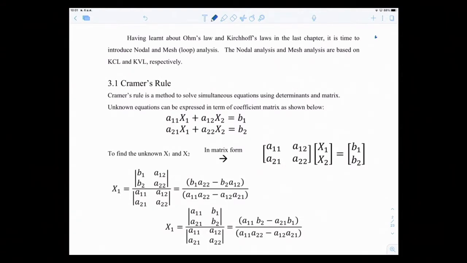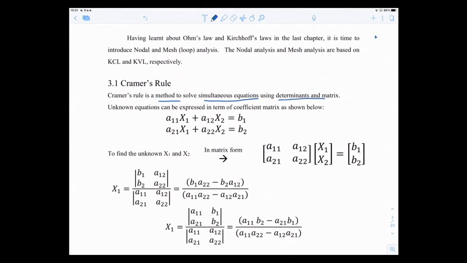Okay, so to start off with the analysis, the first thing that we're going to do is I want to review Cramer's rule. Well, Cramer's rule is a method to solve simultaneous equations using determinants and matrices.